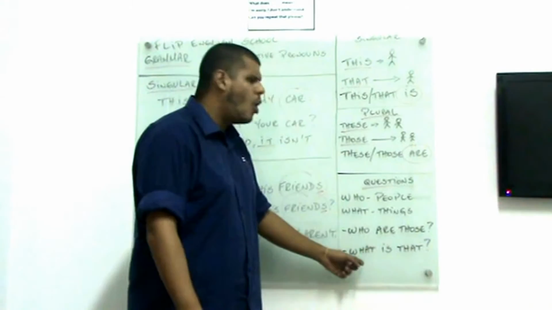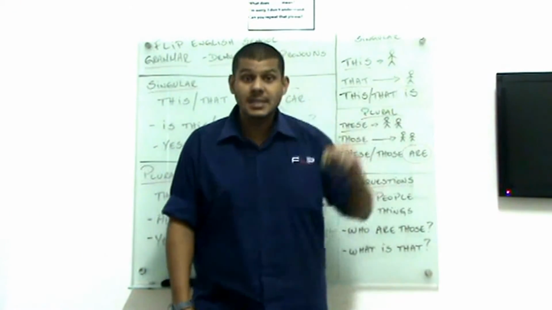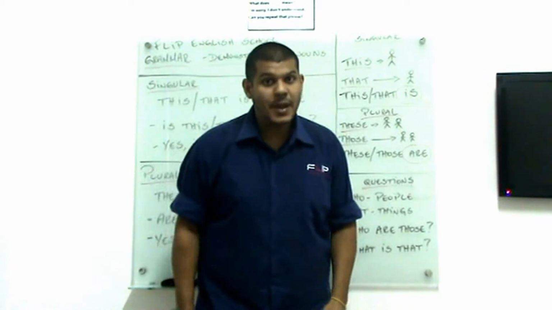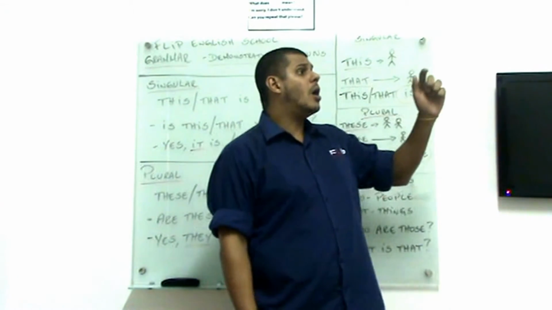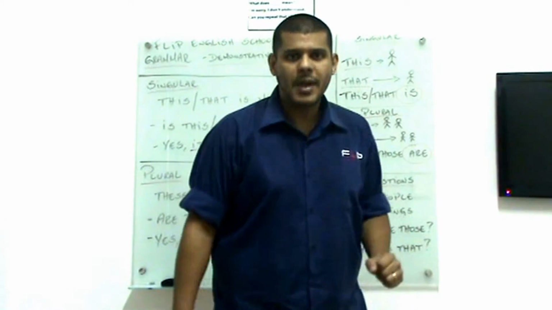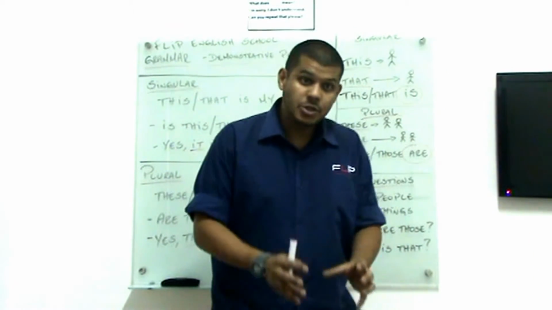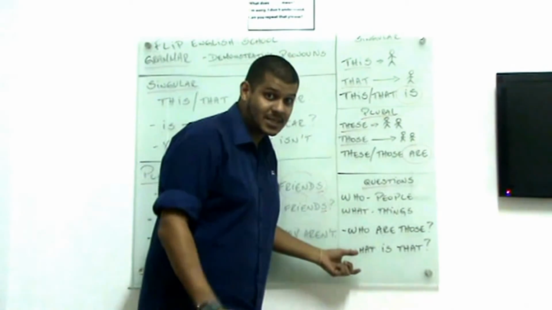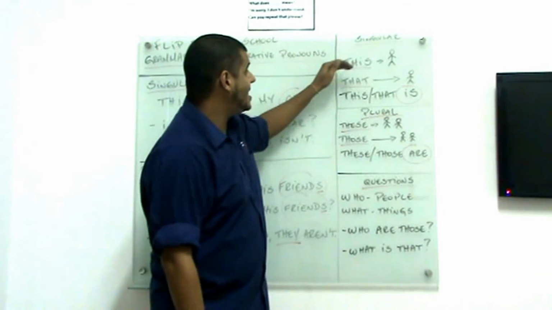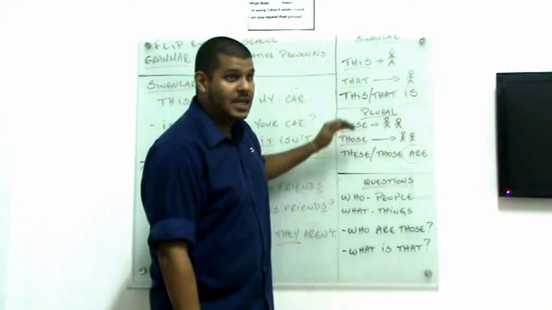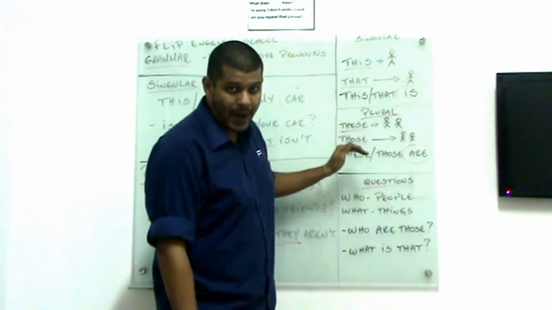So for example, what is that? Oh, that is my car, or that is my bicycle, okay? What are these? Oh, these are my books, okay? So attention to the use of who and what, and also attention to the use of this, that, these, and those, indicating singular and plural, alright?